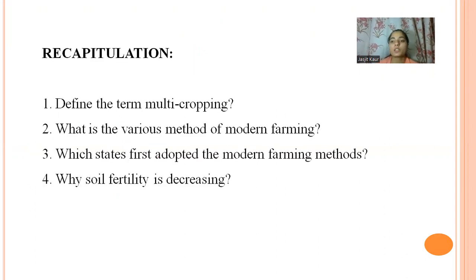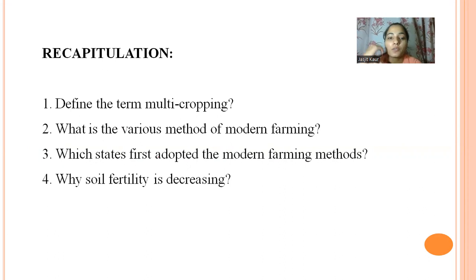Okay, so now we will quickly summarize what we have discussed in this particular class. Firstly, we discussed the multi-cropping pattern adopted in the village Palampur. Then we discussed the modern cropping method, and lastly we discussed how the multi-cropping and modern cropping methods have affected the land in that particular area, and what the disadvantages of using these methods are.